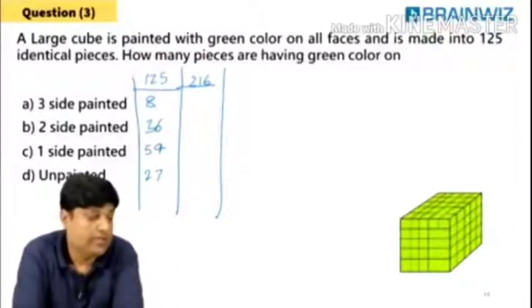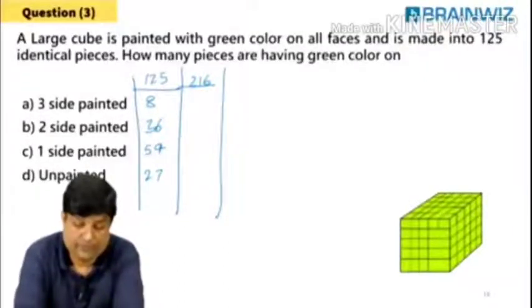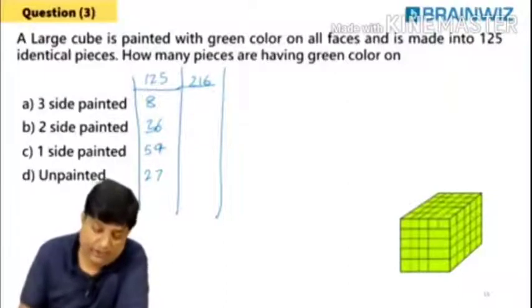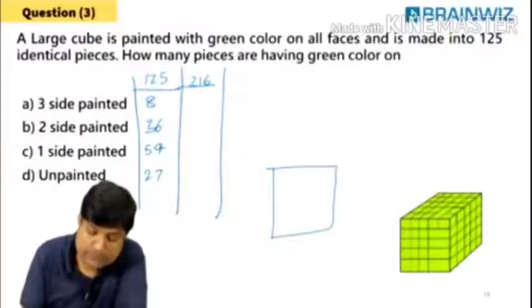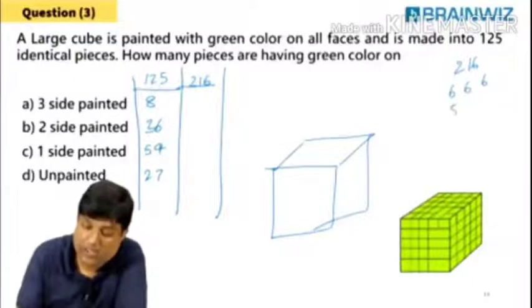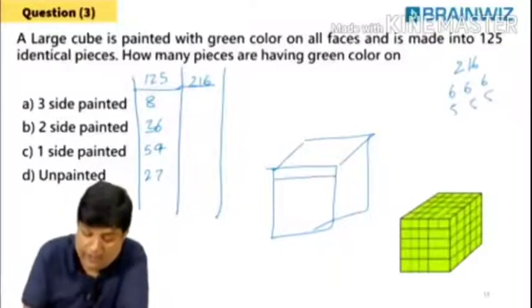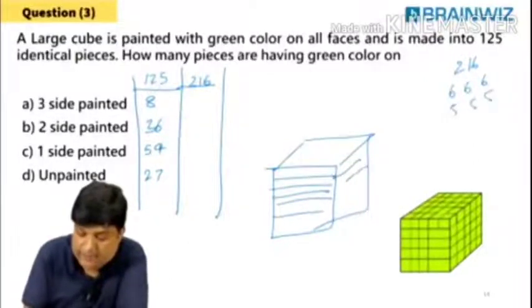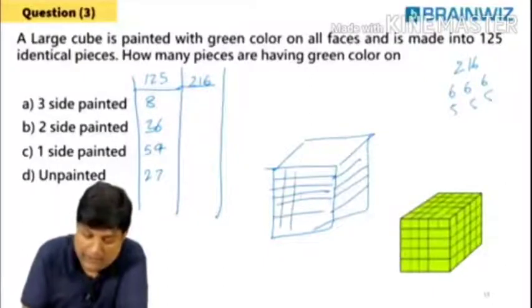What if you got 216? Come on. So for 216, first you have to draw the cube. Then you have to make 216 into 6, 6, 6 pieces, not 5, 5, 5. Then you have to make 5 cuts on the x-axis. Then 5 cuts on the y-axis.